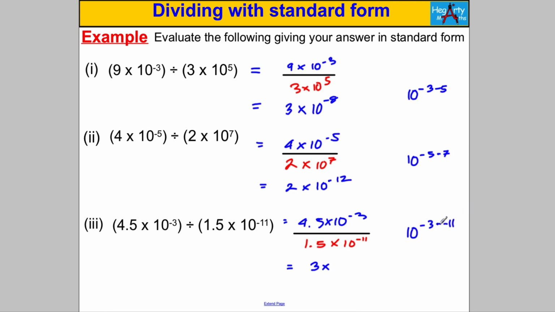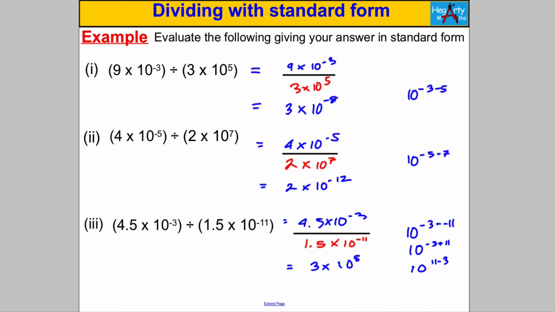Now you remember from our negative number section, subtracting a negative is like adding, so this is really like 10 to the negative 3 add 11, which is like 10 to the 11 take away 3 really, which is actually 10 to the power of positive 8. So that's where it got a little bit tricky, but please look in the negative numbers section if you are struggling with your negatives, but it's a skill you should know if you're trying to do standard form.